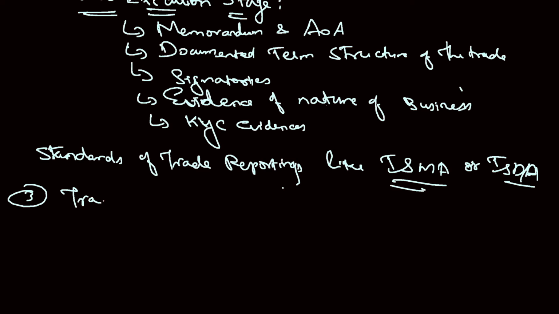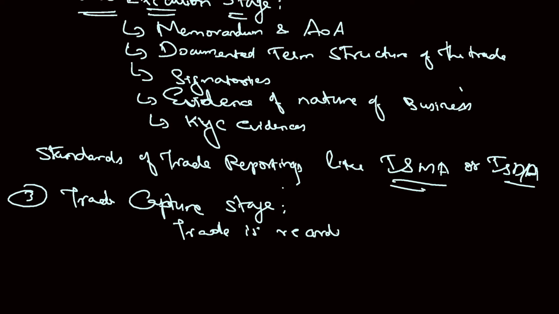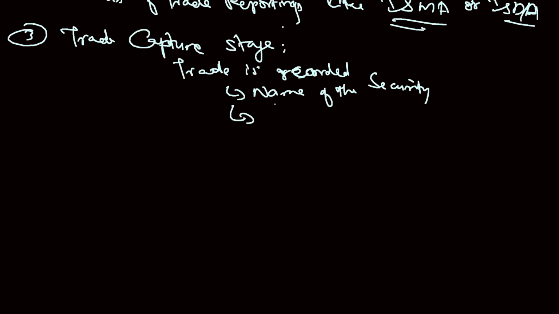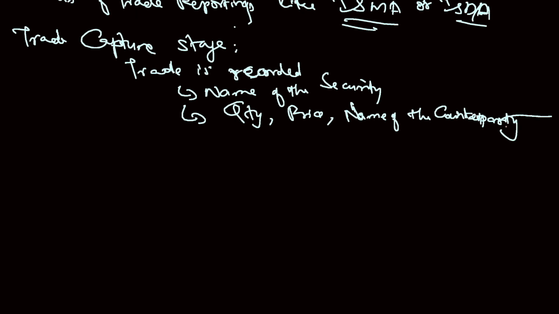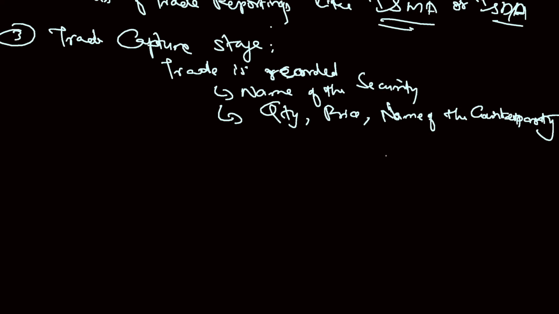Then the next stage is called trade capture. Now under this, the trade is recorded in the system of both the counterparties. Trade is recorded in both the systems of the counterparties. All the trade details, like the name of the security, quantity, price, name of the counterparty, etc. will be recorded in the system.